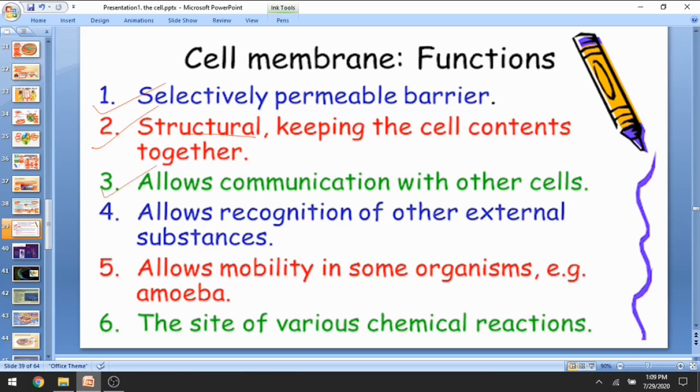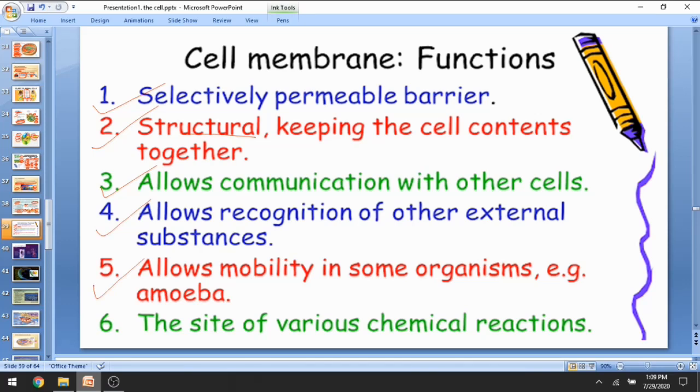They allow communication from the internal environment to the external environment of the cell. They create a communication channel. They allow recognition of other external substances as well. They allow mobility in some organisms, for example amoeba.